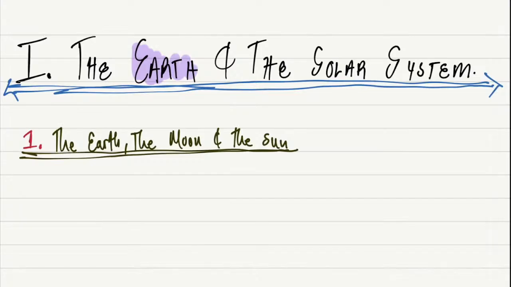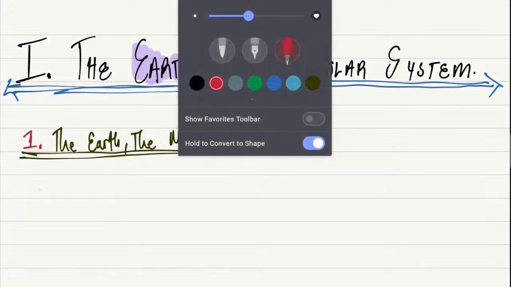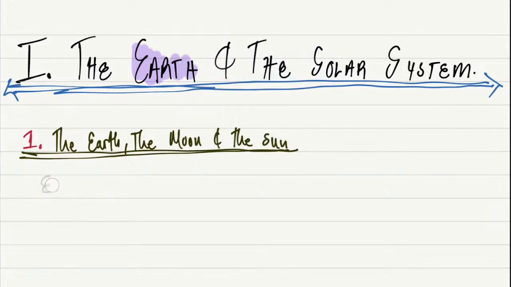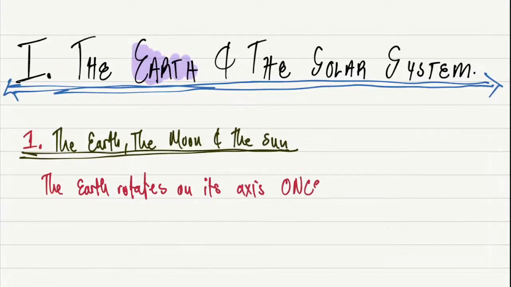Now, write with me. There are very, very big lines that I'm going to be giving you. Write with me to say the Earth rotates on its axis once every 24 hours. So the Earth takes 24 hours to rotate. Okay? Are we together?